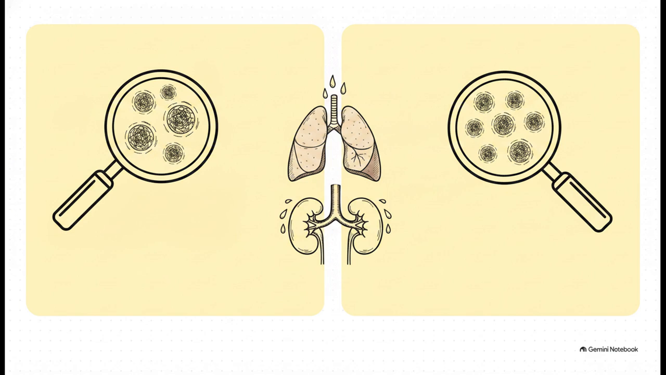This completely differs from microscopic polyangiitis, or microscopic PAN. Now, both of them share a deadly combination of coughing up blood and urinating blood, hemoptysis and hematuria, but microscopic PAN runs on P-ANCA and it completely lacks granulomas.